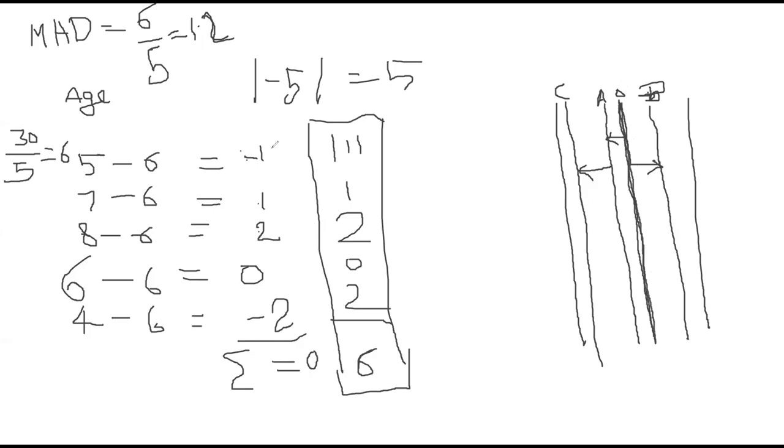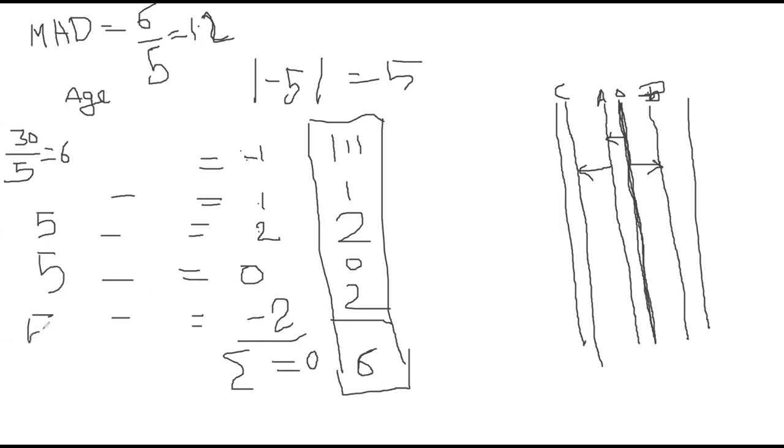Similarly, here I have data. In my class, all the students are 5 years of age. Let's say 6 years of age, whatever number. So let me erase this. Okay, so in my class, my first student is 5 years old, second is 5 years old, third is 5, fourth is 5, fifth is 5 years old.